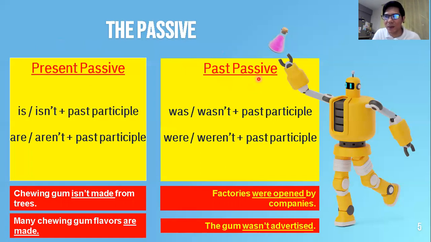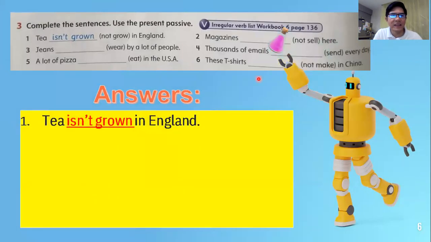Let's proceed with our exercises. Now we have here 6 sentences. The verb is given in the affirmative or negative. So remember our rules. Simple and present. Use is, isn't, are, aren't, plus the verb 3.